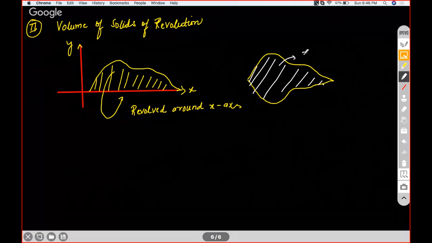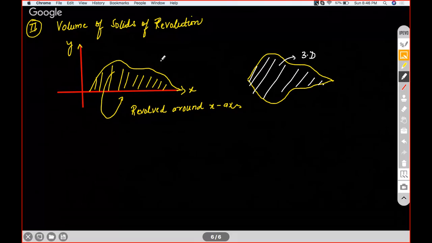Imagine it to be a 3D figure. I'll not be able to show it in 2D, but think this area is rotated about the x-axis, so it will sweep a volume. That volume we have to find out. Understood the question now? Yes, sir.